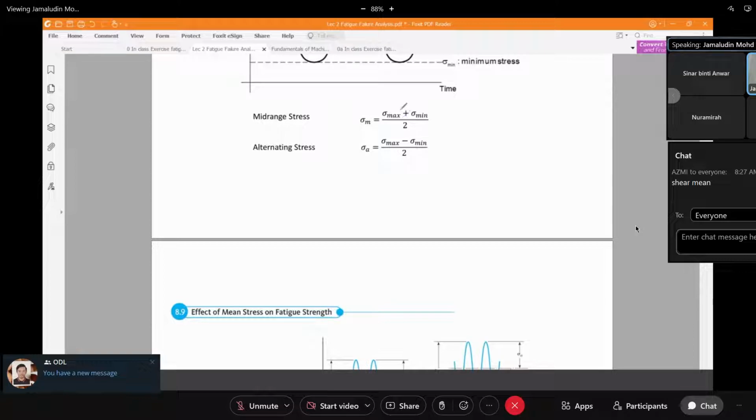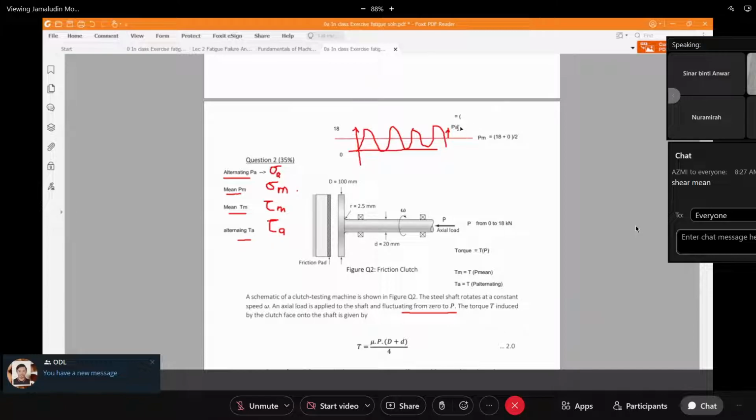That means the mean will be added and one subtracted for the alternating. The alternating will be 18 minus 0 divided by 2, equal to 9. Both just happen to have the same value. That means when we put the value 9 here, we get the top alternating and top mean.